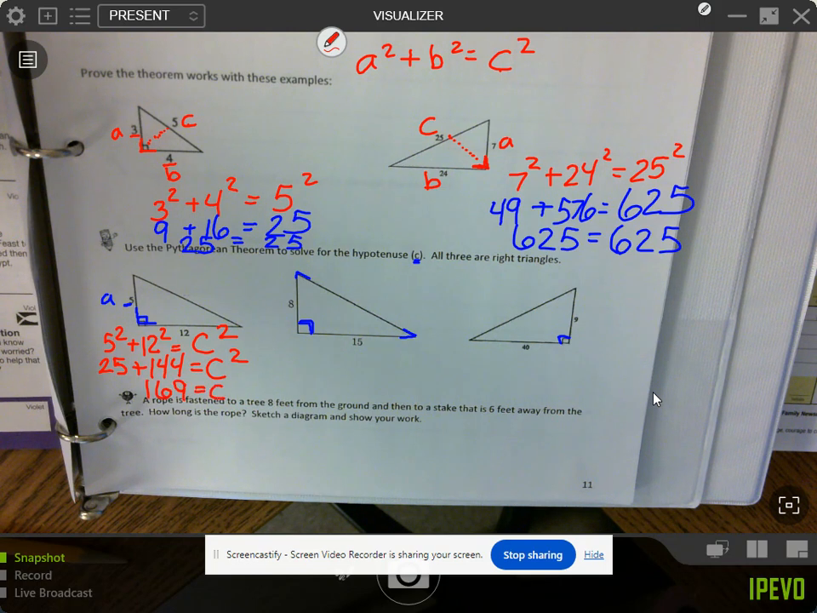169 equals C squared. I don't want C squared, I want it just to be C. What is the opposite operation of squaring?